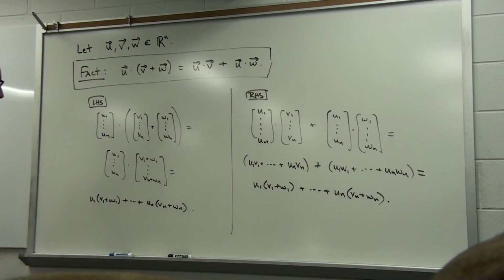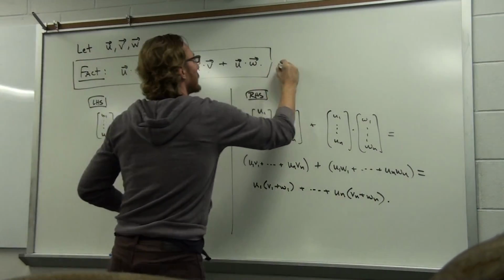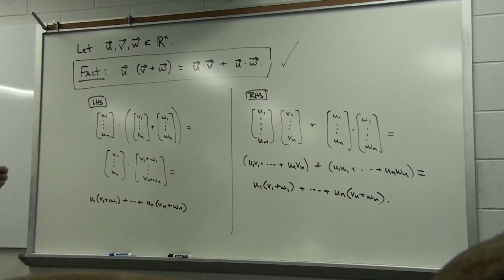And the long story short is whenever you look at the left-hand side and the right-hand side, the two sides are equal, so we have our fact in tow, which is to say, in effect, dot product distributes across a sum.